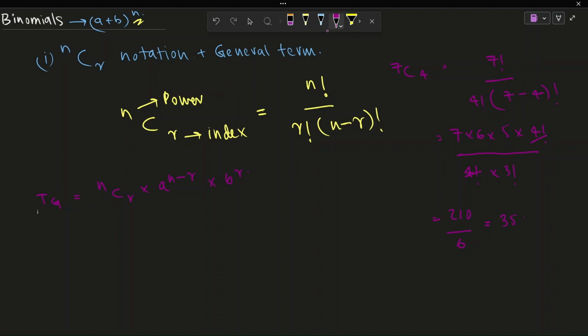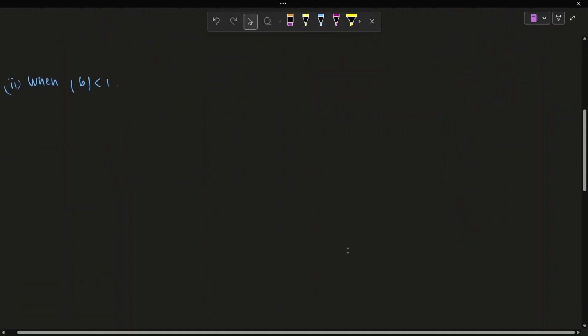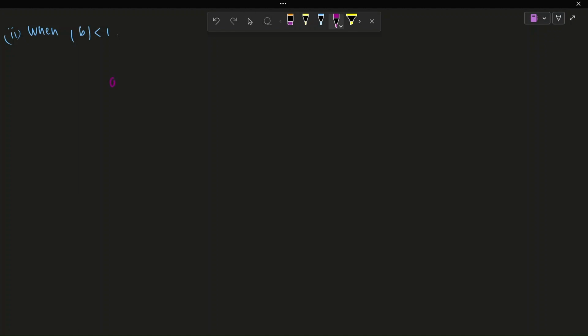Okay? Now moving on to our second key factor you need to know when you're solving binomials: you have to know what to do when the b value in a plus b to the power n is lesser than 1. And when I say b value, I mean the modulus of b value, regardless of plus or minus. In that case, there's a special expansion that you're going to use like this. So when the modulus of b is lesser than 1, you're going to expand it like this.